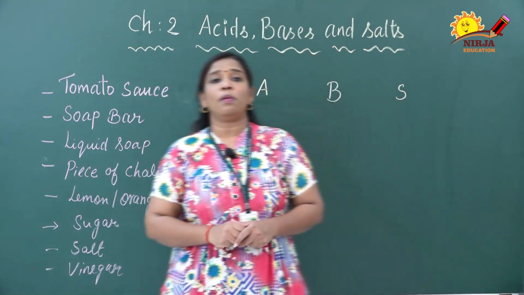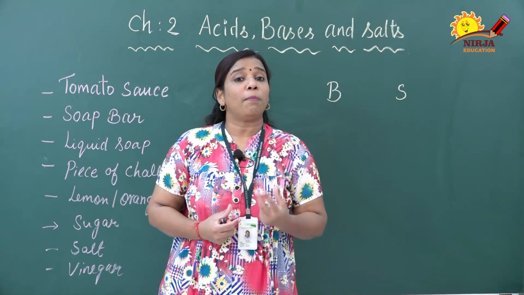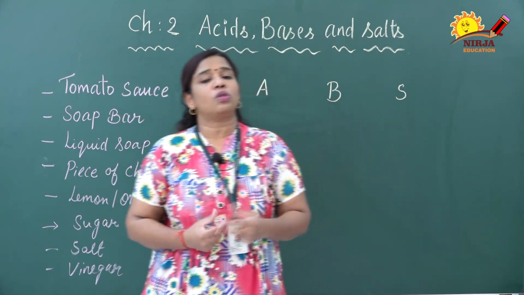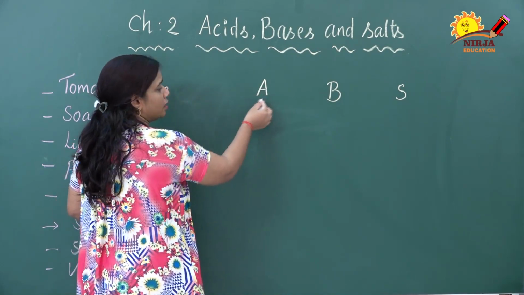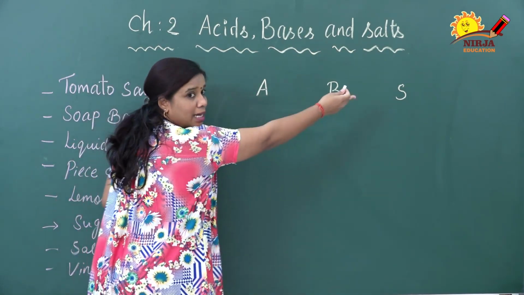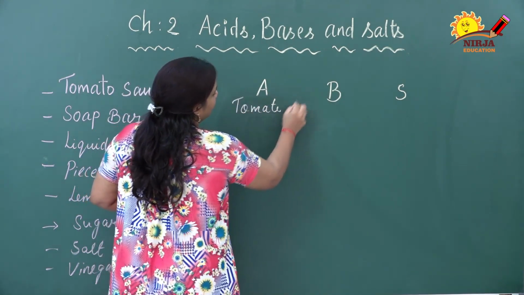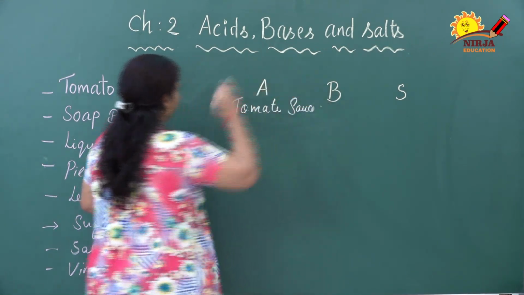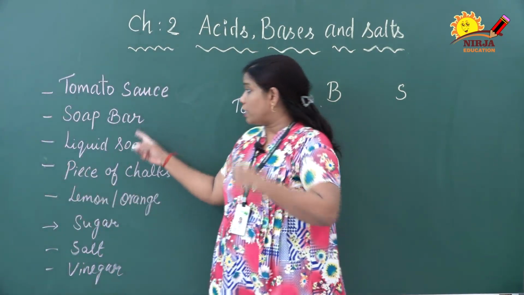The first one is tomato sauce. Tomato sauce contains tomato. The tomato contains an acid called oxalic acid. So that tomato sauce we are keeping in the category of acid. A for acid, B for base and S for salt. So I am keeping the tomato sauce in this acid category. Next you have to check the remaining substances.